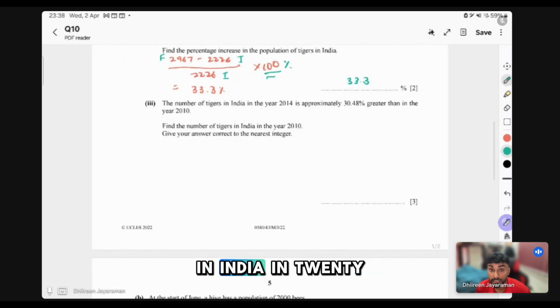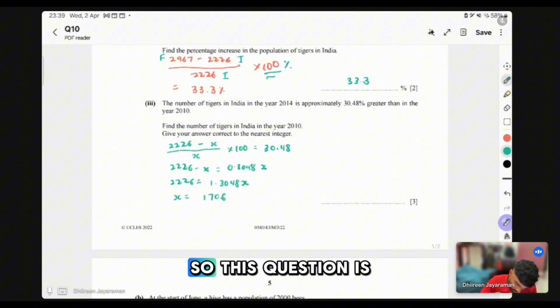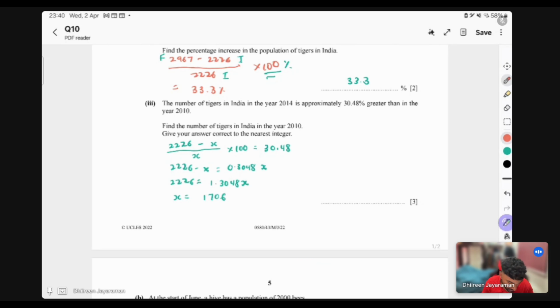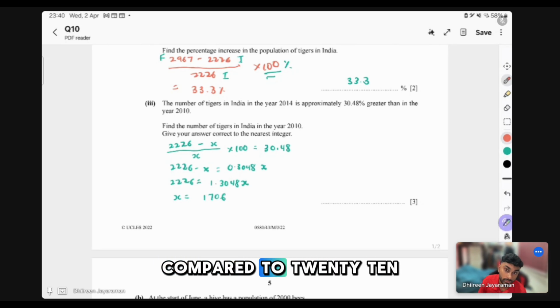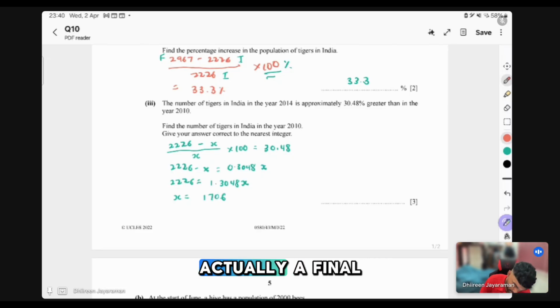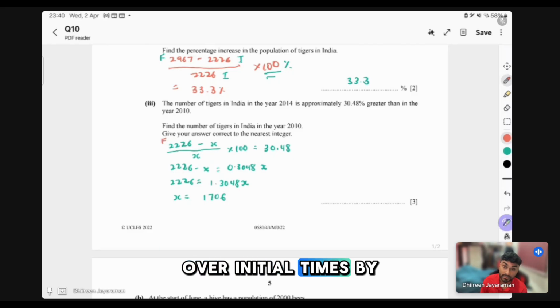The number of tigers in India in 2014 is approximately 30.48% greater than in the year 2010. So find the number of tigers in India in 2010. This is where we actually back calculate. So this question is the same. They say 2014 has 30.48% more tigers compared to 2010. So 2014 is actually the final. The final is what they gave you on the table, which is 2226, minus the initial. The initial is the thing that you are finding now, so we label it X, over initial times by 100.